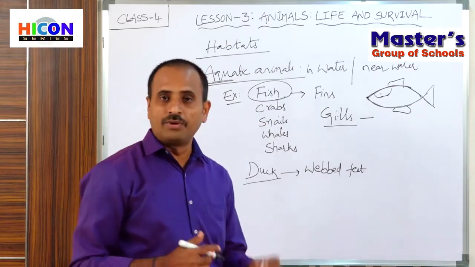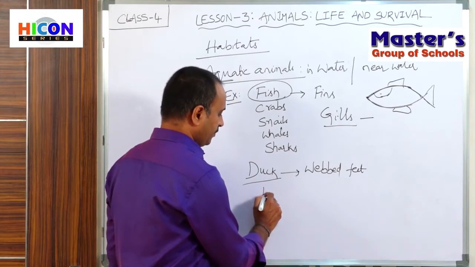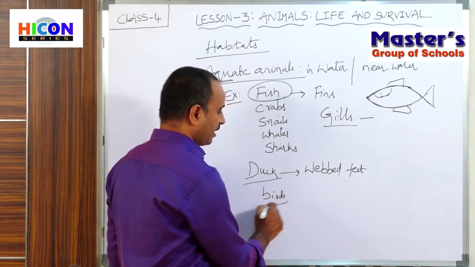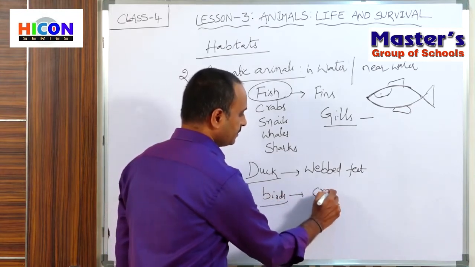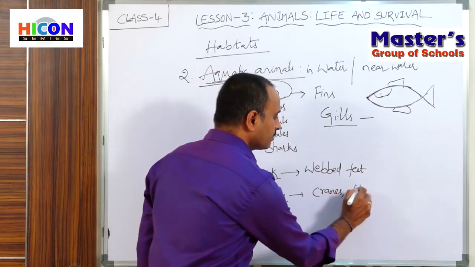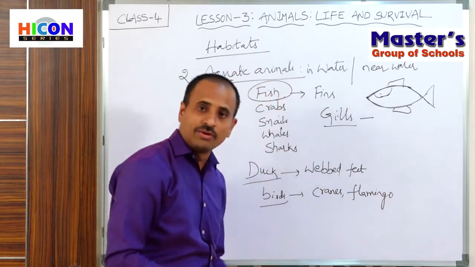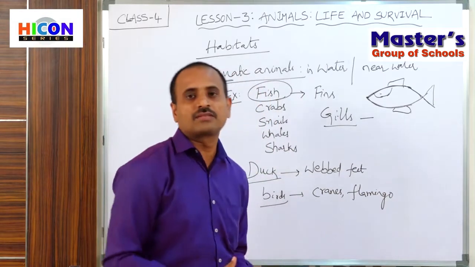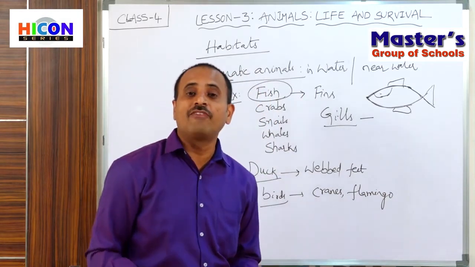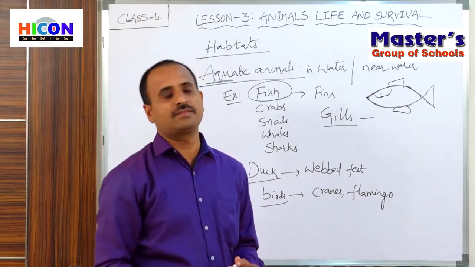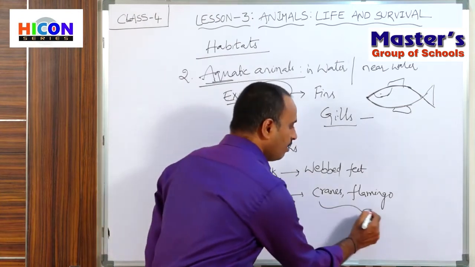And if you take some birds like cranes, flamingo, and also storks, they have long thin legs.